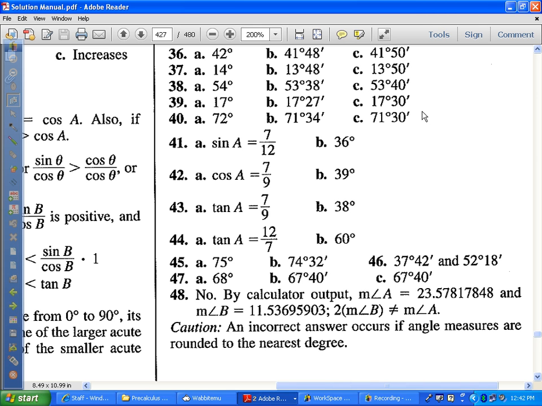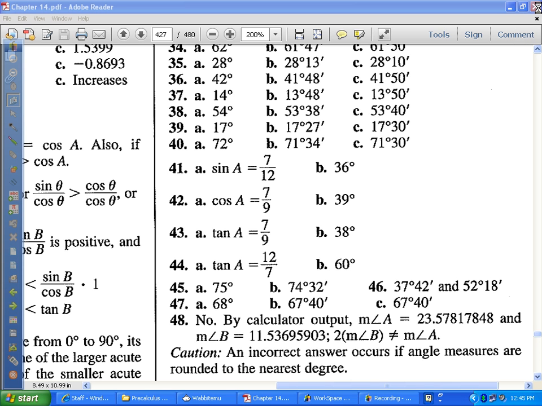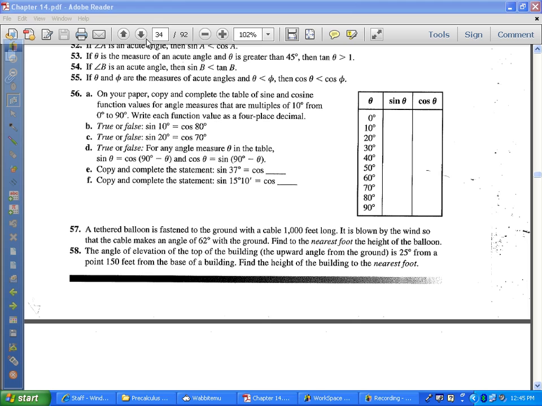Repeats on 650. 36 was again 41 degrees, 48 minutes, and 41 degrees, 50 minutes. Other repeats? Questions? 42.